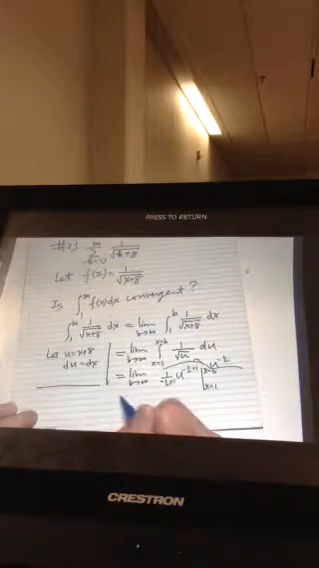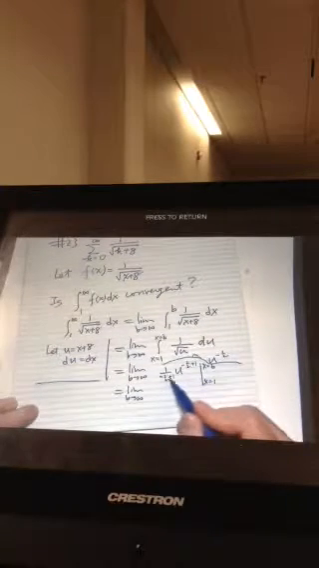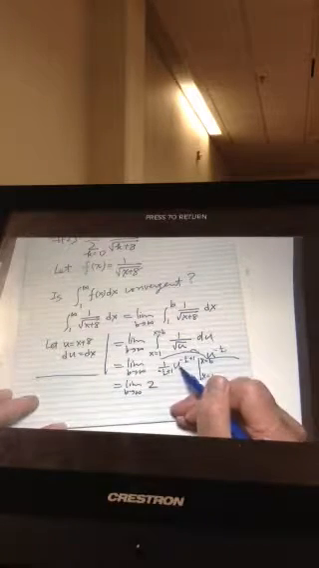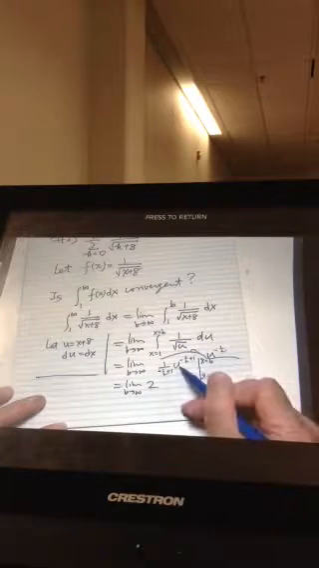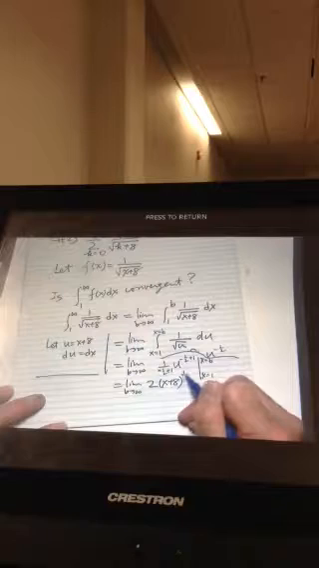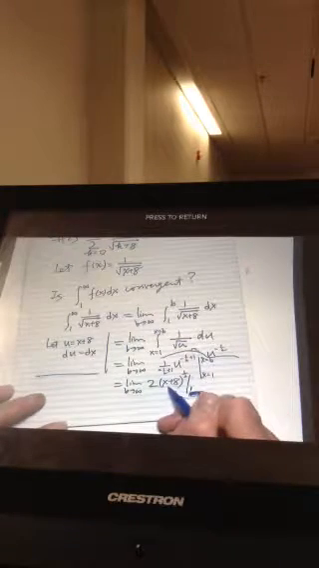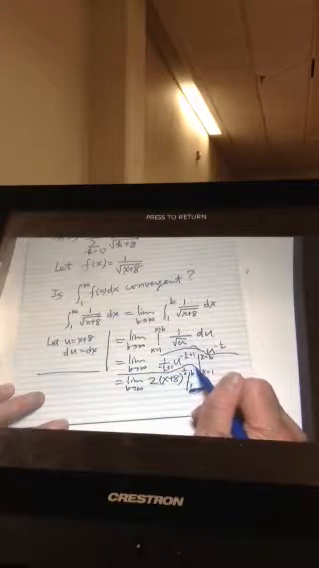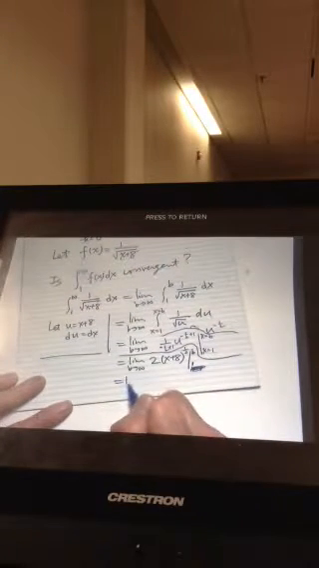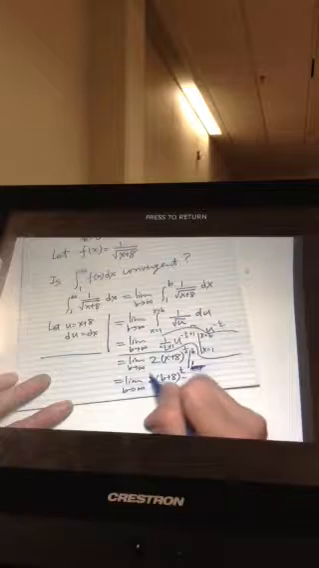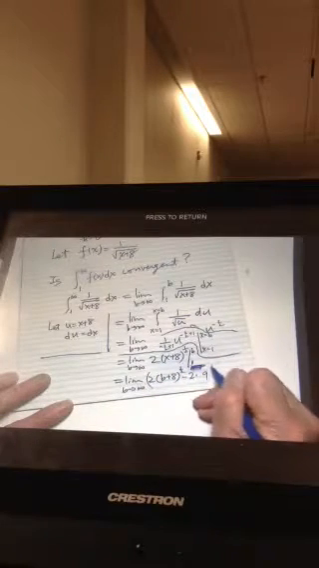So this is equal to the limit as b goes to infinity. Negative 1/2 plus 1 is 1/2, and 1 divided by 1/2 is 2. I want to substitute into this, so let me change u back to x: it's x plus 8 to the 1/2, evaluated from x equals 1 to b. So this equals the limit as b goes to infinity of 2 times b plus 8 to the 1/2, minus 2 times 9 to the 1/2.